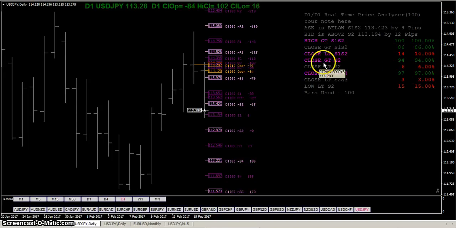Okay, close was greater than S2 right here, 94% of the time. Less than S2, price closed 6 times. The close was greater than S2, S3, which is right here, 97 times. Close was less than only 3 times, and the low was less than S2 here only 15% of the time. Okay, and you can see here the low did go below S2.